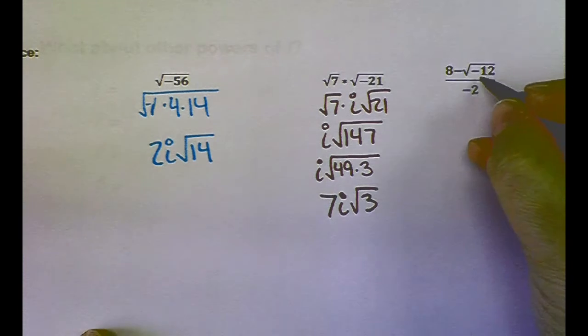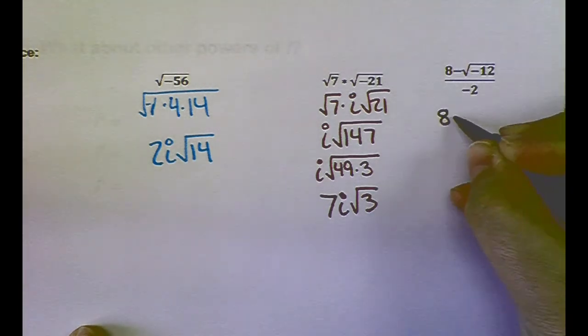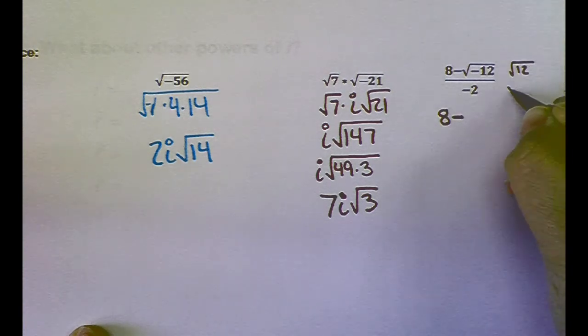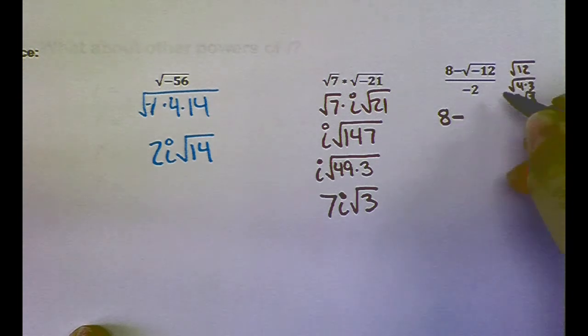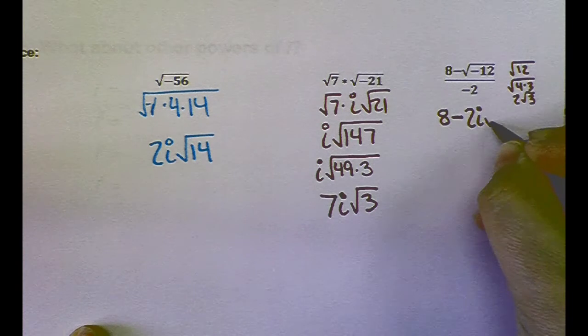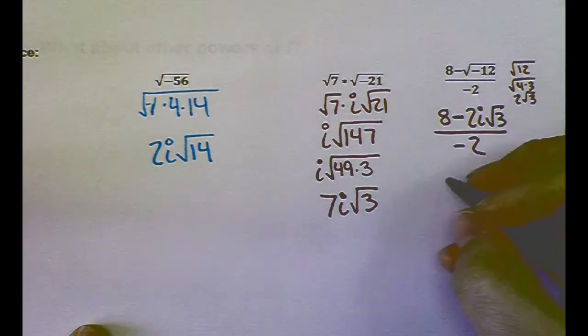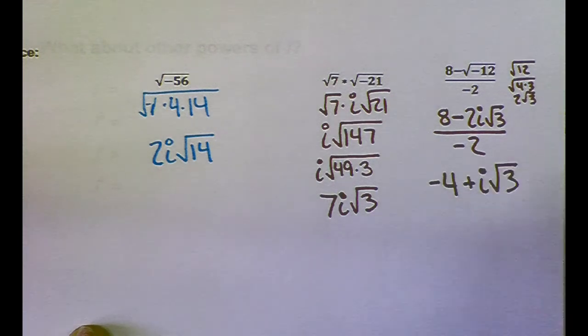And for this last one, the square root of negative 12 can be rewritten as, I know 4 goes into 12, right? The square root of 12 can be 4 times 3, which is 2 square root 3. I just stick an i in there also: 2i square root 3 divided by negative 2. Divide everything by negative 2, and I get negative 4 plus i square root 3 as my final answer.